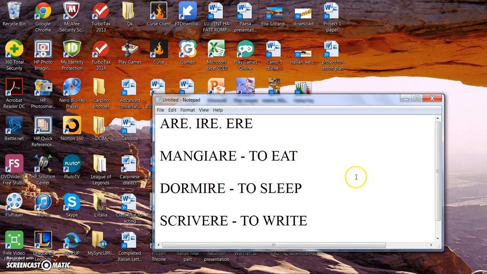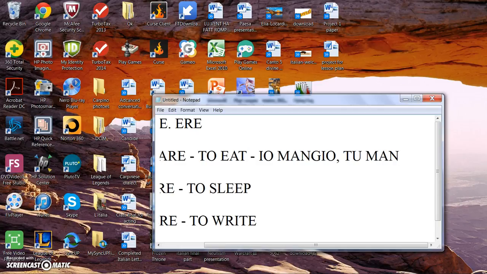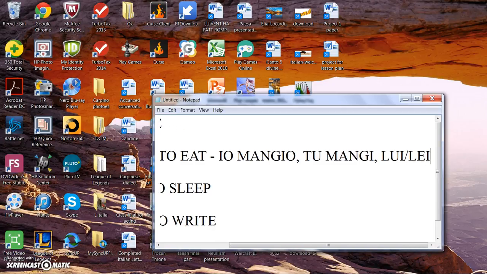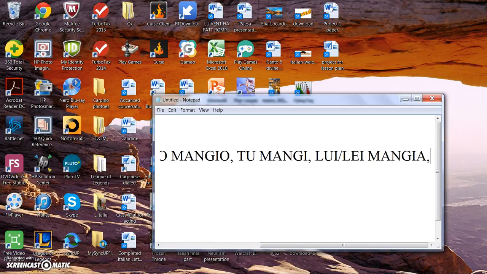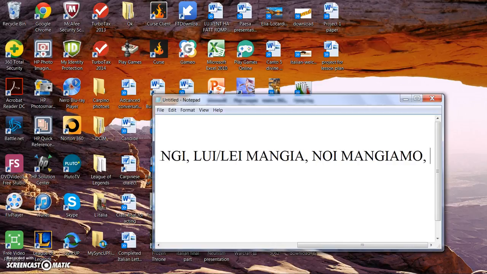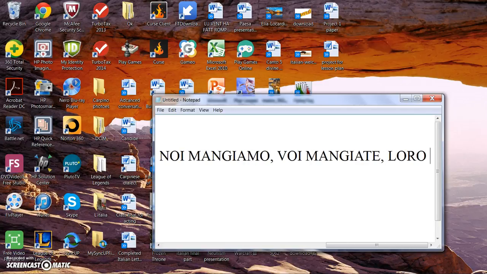But for instance, with this verb mangiare, if you want to say I eat, you have to drop this ARE here, and you're going to be adding an O. So it's going to be io mangio, like that. Then for you eat would be tu mangi. He or she eats would be lui, he, lei, she, mangia. Noi for we, mangiamo. Voi mangiate, and loro mangiano.